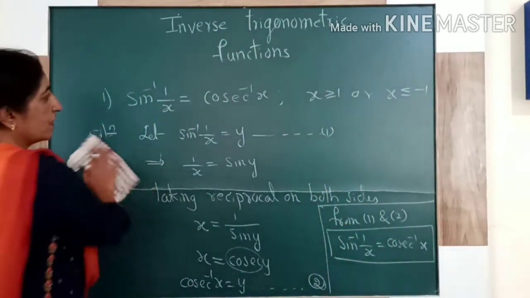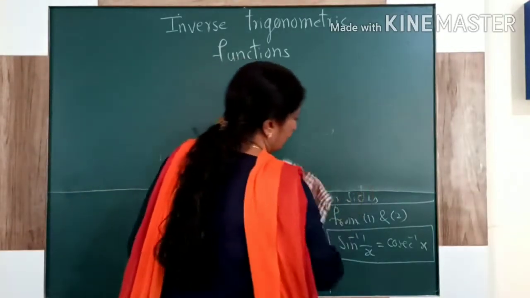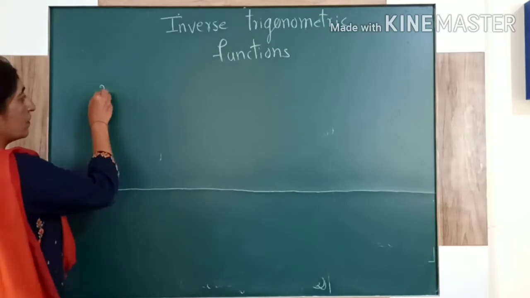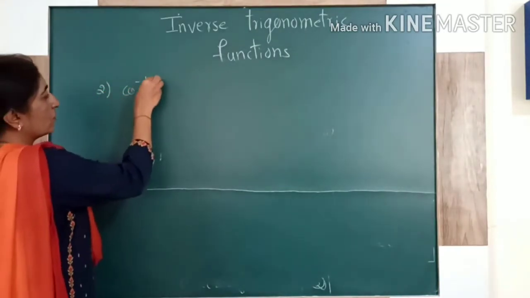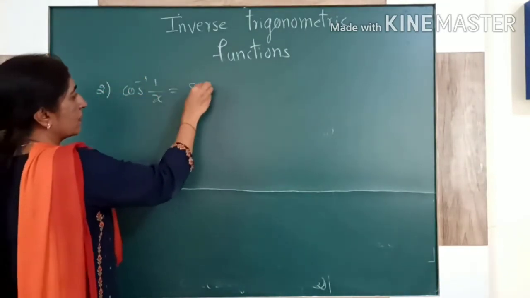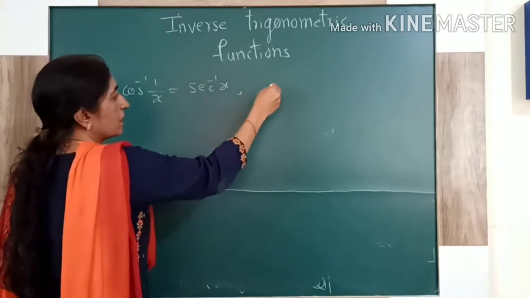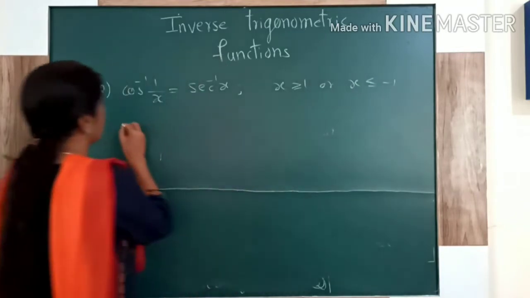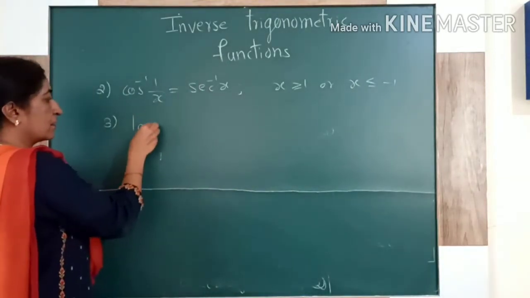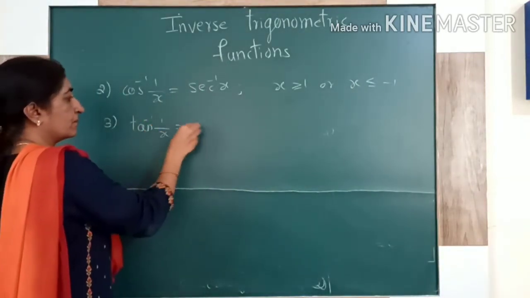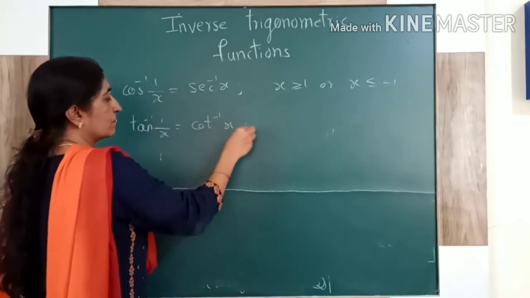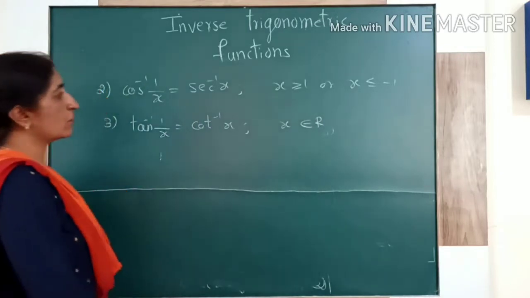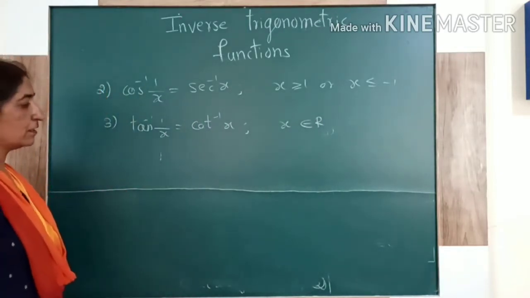Similarly, you can try these formulas. Second one, in a similar way, you can try it like this: cos inverse 1 by x is sec inverse x. This is the condition. You have to remember these conditions. I hope, students, you understood the first one and you can try the second one.